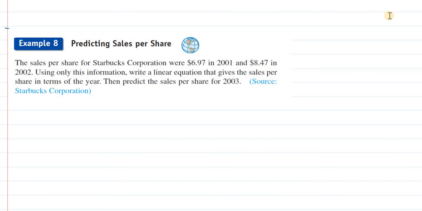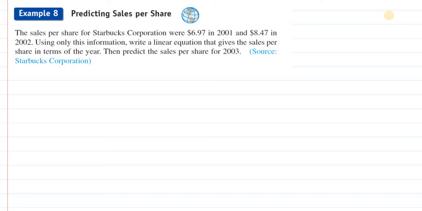Okay, let's predict sales per share. So the sales per share for Starbucks Corporation were $6.97 in 2001 and $8.47 in 2002. So using only this information, write a linear equation that gives the sales per share in terms of the year. Then use that to predict the sales per share for 2003. So again, we need to figure out, do we have some points here? We do, because we're going to have the year and then the sales. That's the way our point is going to work.